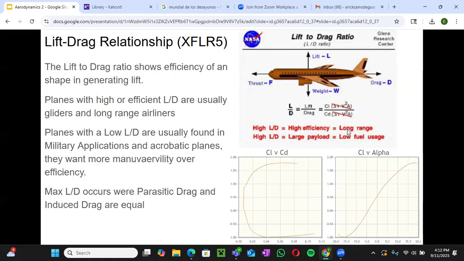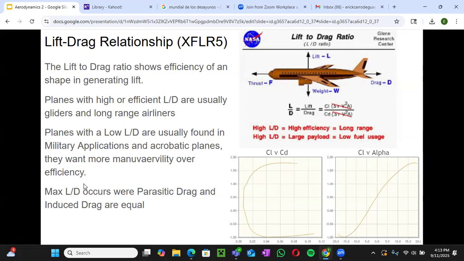But the lift to drag ratio shows the efficiency in generating lift, like an airfoil or a plane. Planes with a higher lift to drag ratio are usually gliders and airliners, and lower lift to drag ratios are fighter jets and more military planes. And acrobatic planes as well, like the Red Bull planes or the Blue Angels, right? You can see CL and CD curves here.